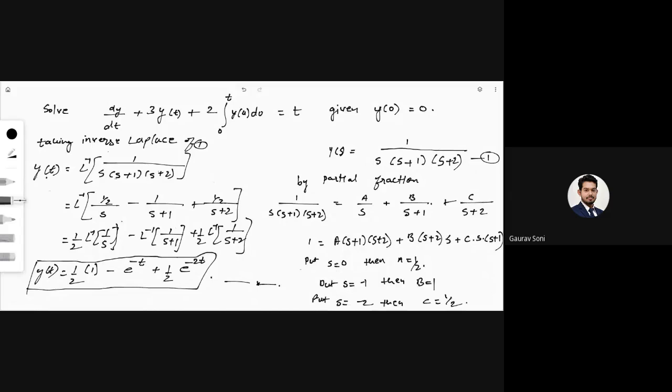Okay, that's it about solving differential equations using Laplace transform. If you have any difficulties, you can ask.